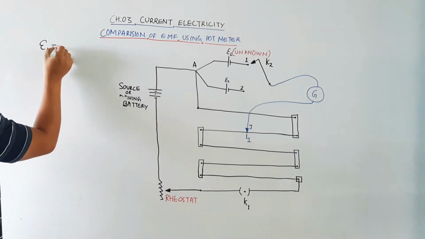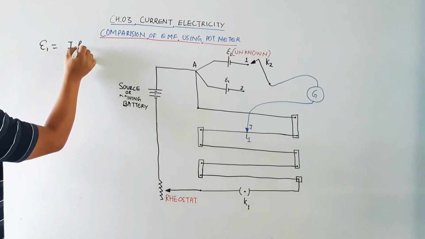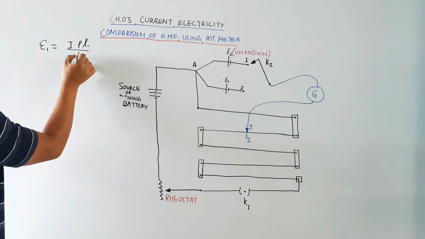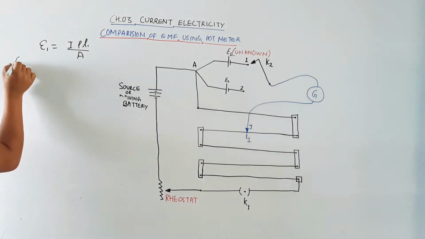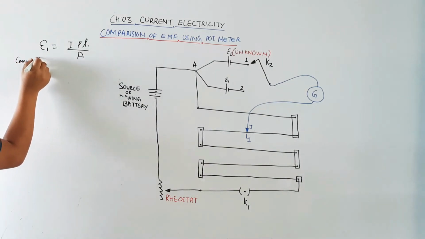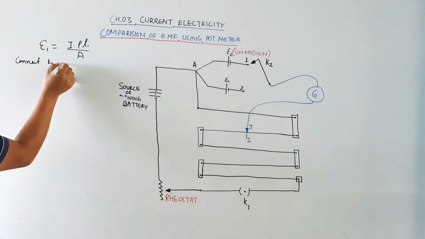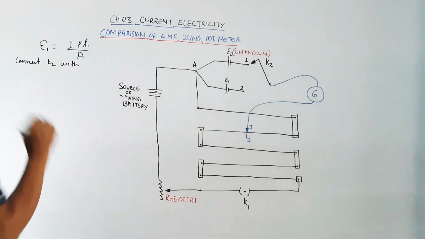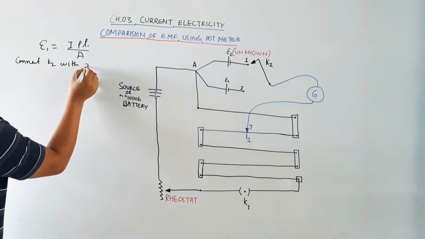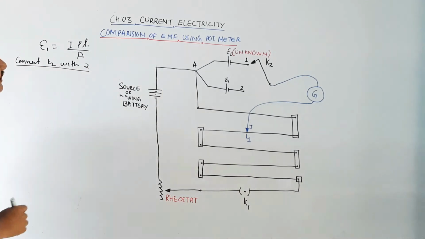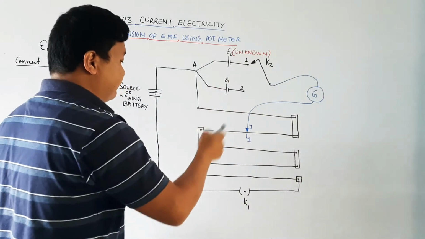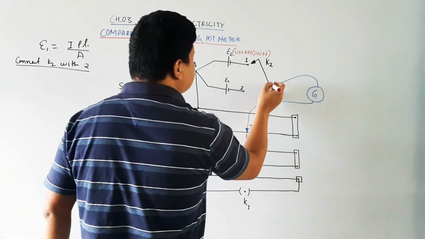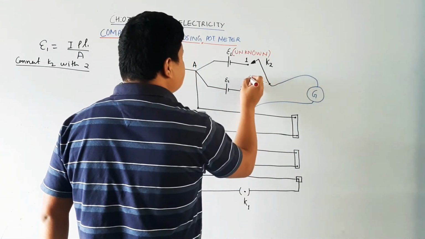E1 is equal to I rho L1 divided by A. Now what I do is connect K2 with 2. Now second step, connect K2 with 2. What happens is this known EMF will come into the circuit like this. It will be looking like this.